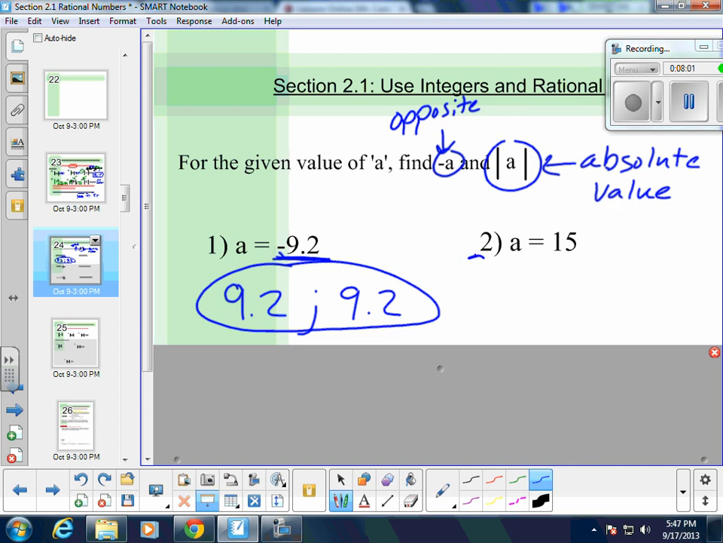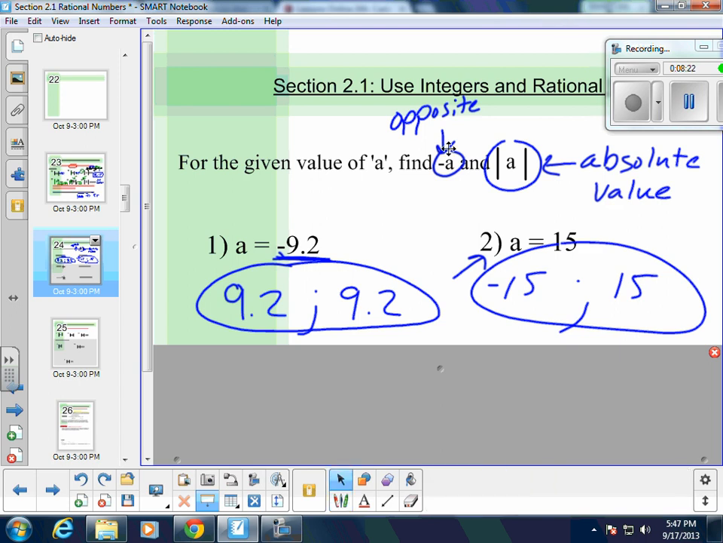Look at number 2 here. A equals 15. I'm going to find the opposite of 15 for my first answer and the absolute value of it for the second answer. Opposite of positive 15 is negative 15. The absolute value of 15 is still just 15. So for this one, two different answers. And so again, that's part of the reason why I want you to list both those possible answers. There'll be some problems like this in the book today. So that's what they're asking you to do.